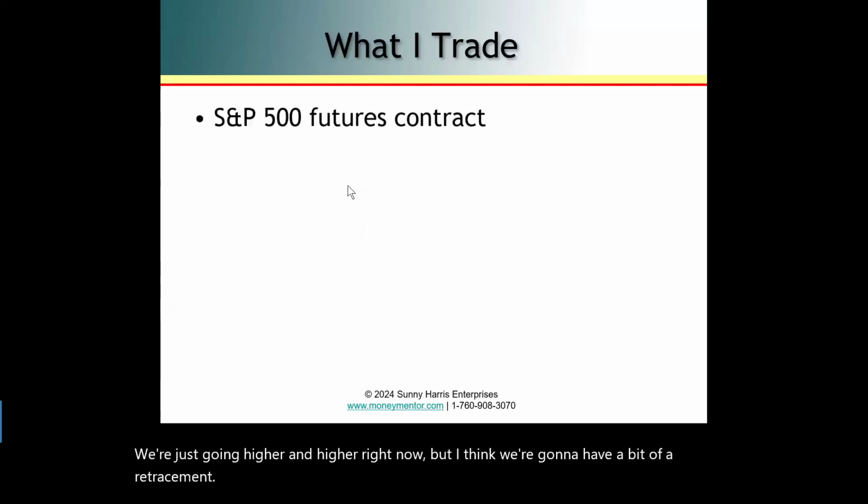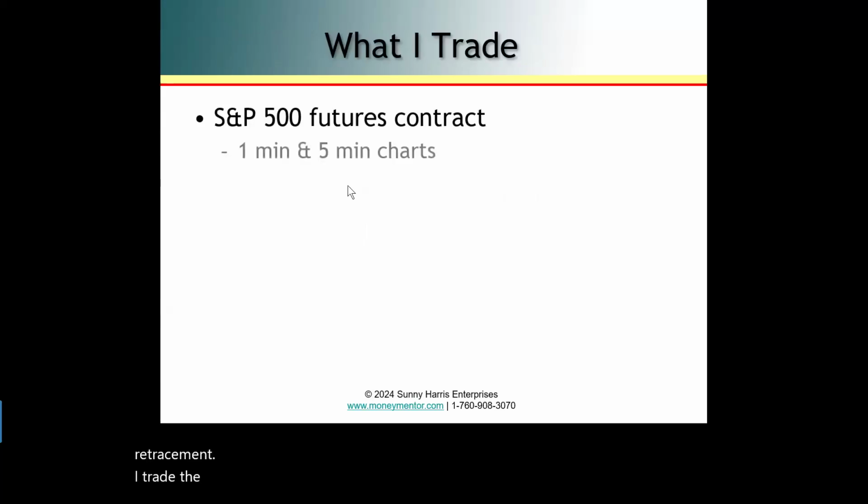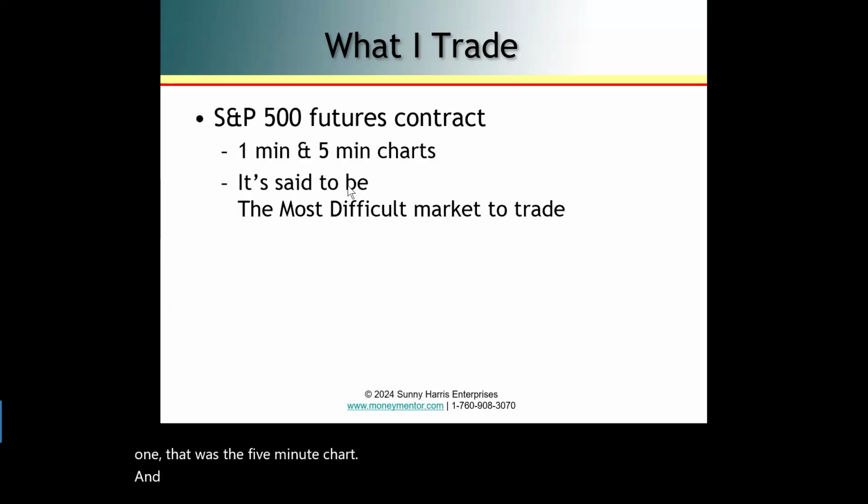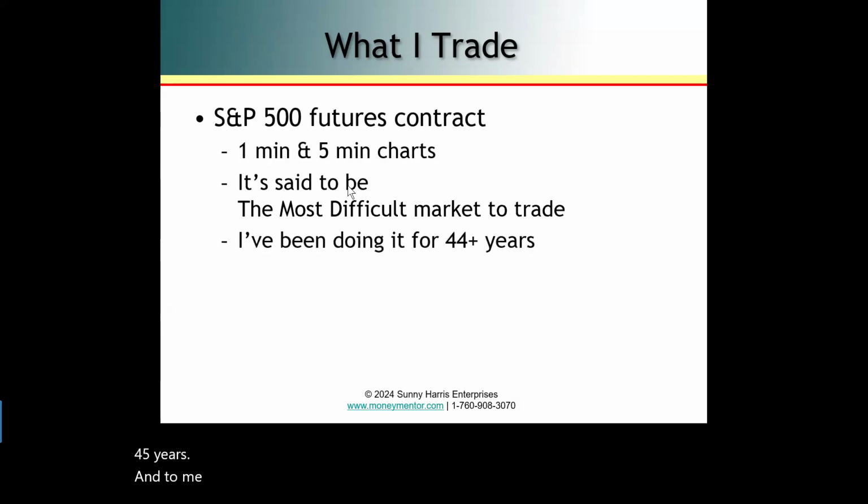I trade the S&P 500 futures contract primarily on 1 and 5-minute charts. You saw the green one, that was the 5-minute chart. And the S&P is said to be the most difficult market to trade, but I've been trading it for nearly 45 years. And to me, it's the easiest. It'll be 45 years in January.